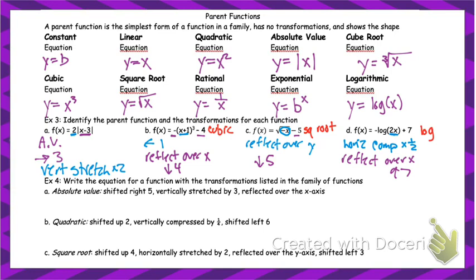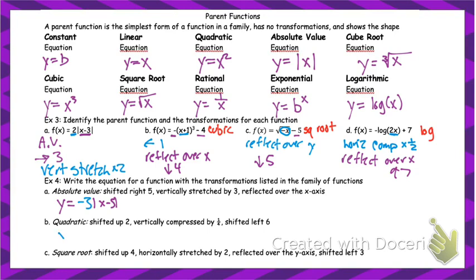So the first one's absolute value. So I'm going to have these absolute value bars. Anything that is horizontal is going to go inside those absolute value bars. So shifted to the right, that is my horizontal transformation. So x minus 5. The vertical transformations happen outside of it. So if I have it vertically stretched and reflected, that would be a negative 3 out front.